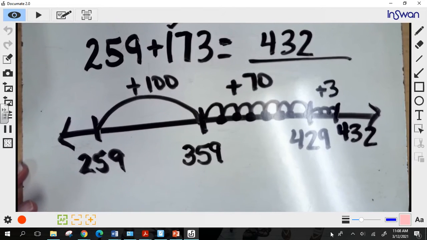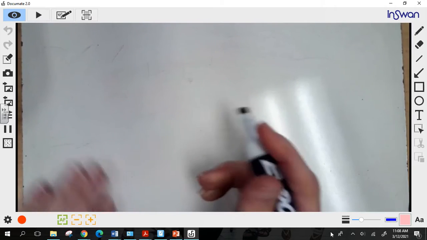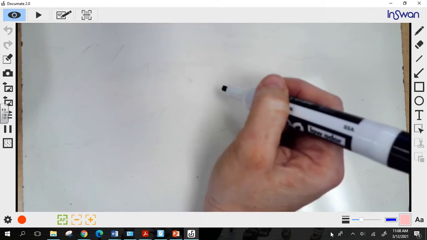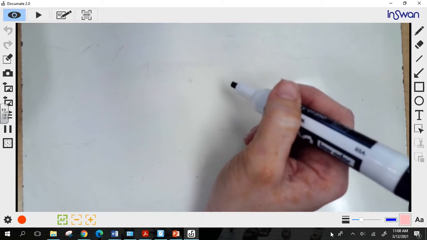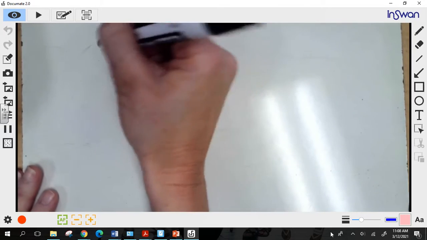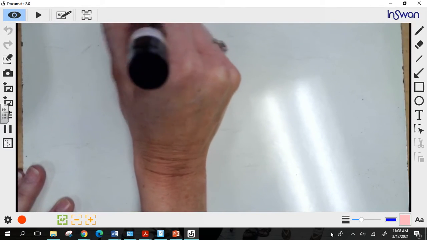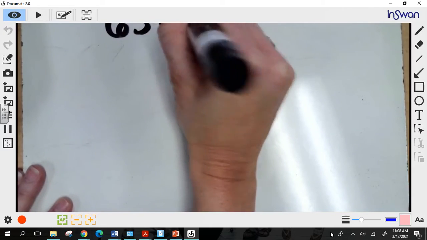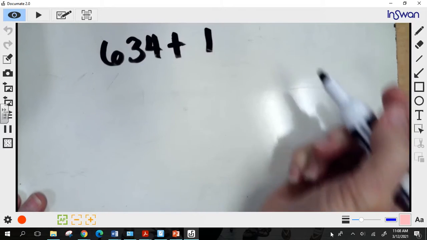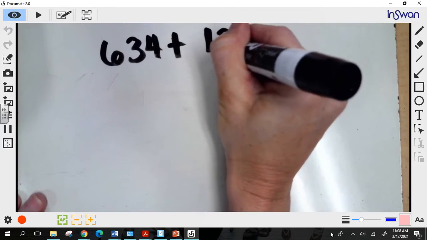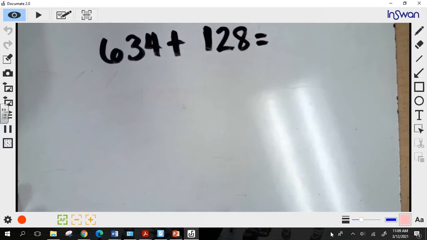Let's look at one more problem. We're only going to do the picture model and expanded form on this. If you like the number line, go ahead and do that one in your journal. That's fine with Miss Lambert. Okay, so my problem now is 634 plus 128.